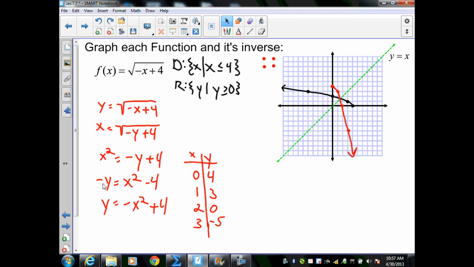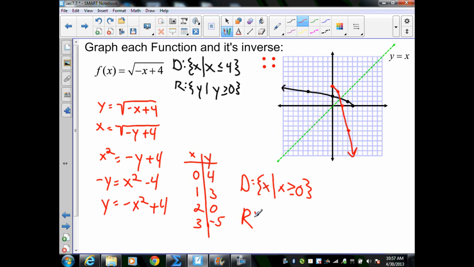Subtracted 4 on both sides and got negative y equals x squared minus 4. And divided by negative 1, getting negative x squared plus 4. I know that the domain and range of my new function has to be the domain and range switched of my regular function. So my domain here is going to have to be x such that x is greater than or equal to 0. And my range is y less than or equal to 4.